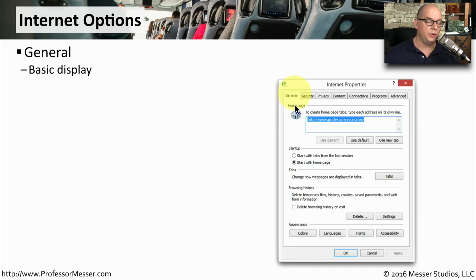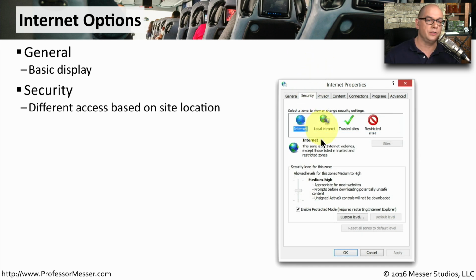In the General tab, you'll find information for setting homepage configurations, where your system starts up for the very first time, and how the browsing history is managed inside of your browser. If you click on the Security tab, you'll find options for setting security settings by zone. So in your internet zone, you may want to have a different set of security settings than you might have on a local intranet network.